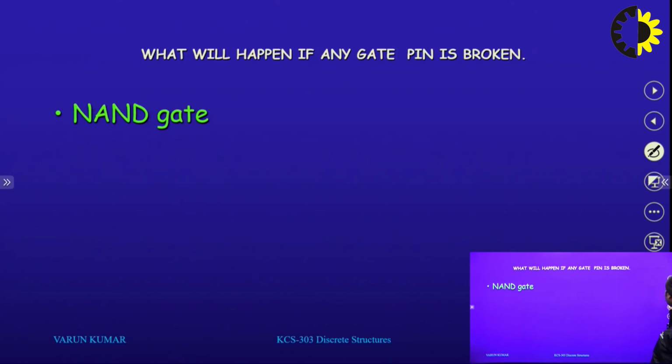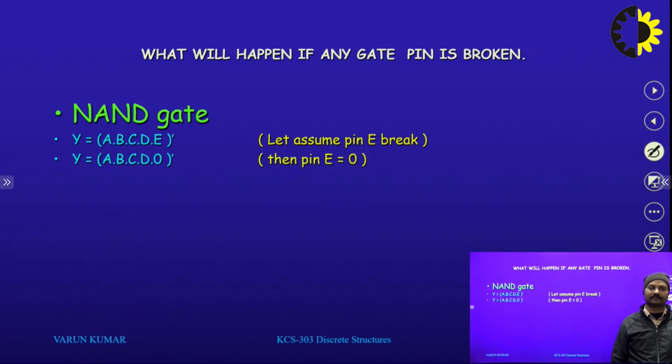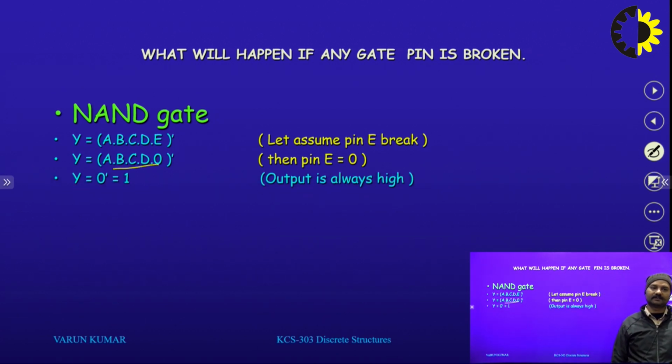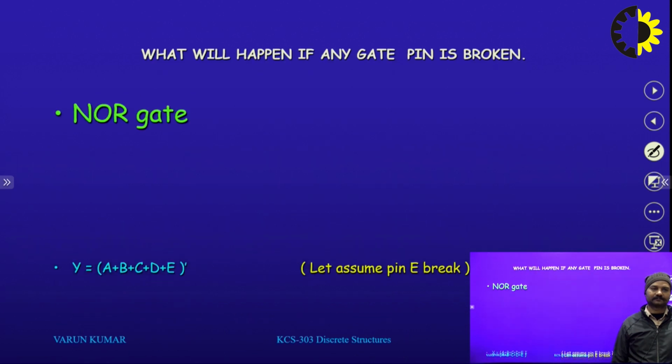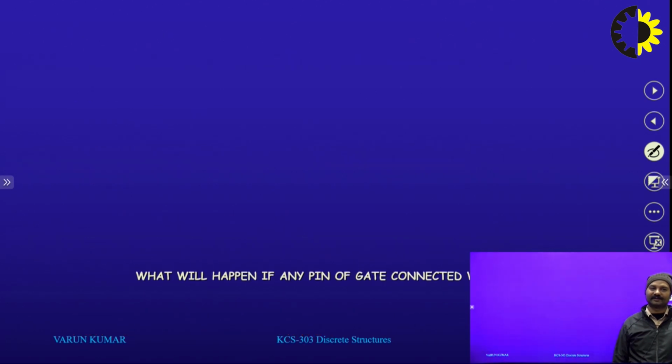Then we check another gate, the NAND gate. The NAND gate is an AND followed by a NOT, and we put E is equal to 0. Then what will happen? This particular value is again 0. Then G complement becomes 1. The output is always high. It means the NAND gate does not work properly. And what about the NOR gate? Again substitute E is equal to 0. It means the output is A plus B plus C plus D bar. It means it behaves like an n minus 1 input NOR gate.